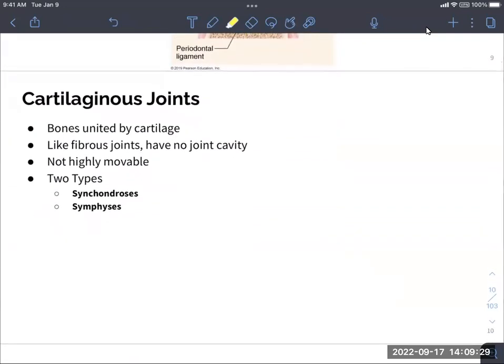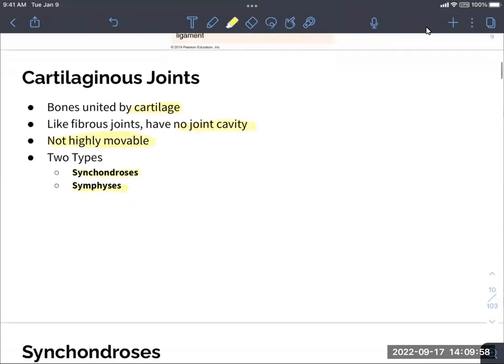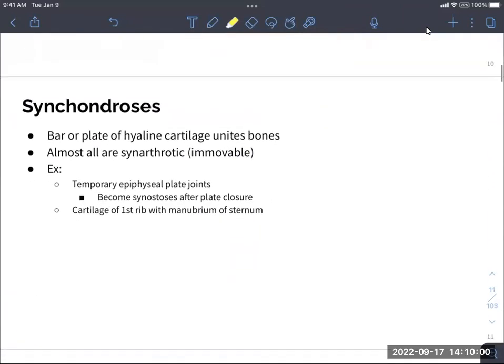Let's look at cartilaginous joints. In a cartilaginous joint, you think cartilaginous, so they must have cartilage. Well, they do. But there's no joint cavity to these. So they're not very movable. So we have a synchondrosis and a symphysis. Let's look at the synchondrosis first.